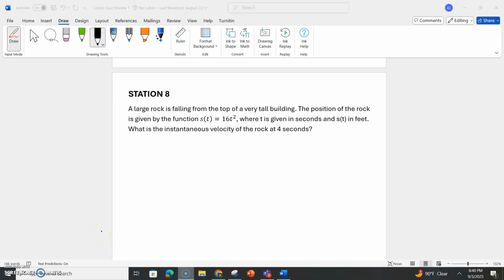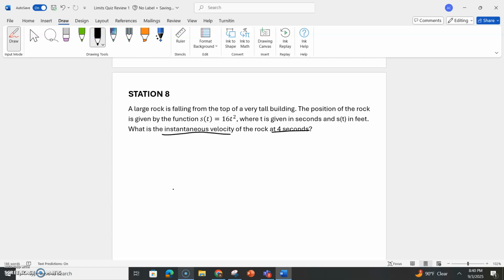All right, a large rock is falling from the top of a very tall building. The position of the rock is given by the function s(t) = 16t², where t is given in seconds and s(t) in feet. The question is, what is the instantaneous velocity at 4 seconds?